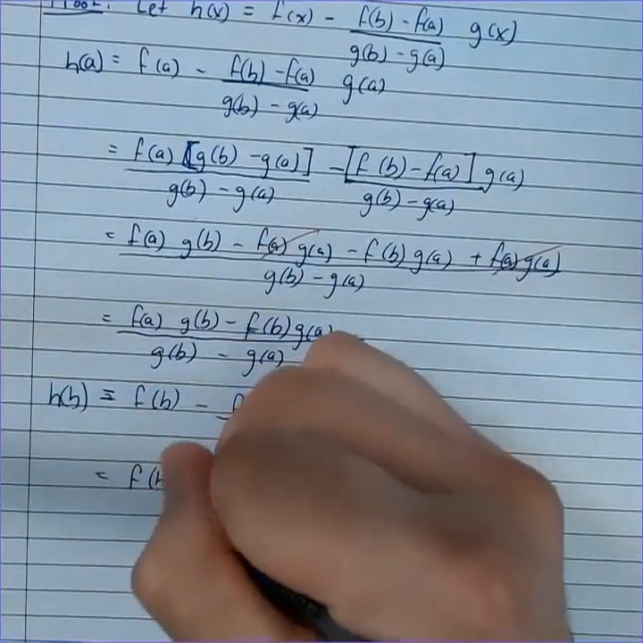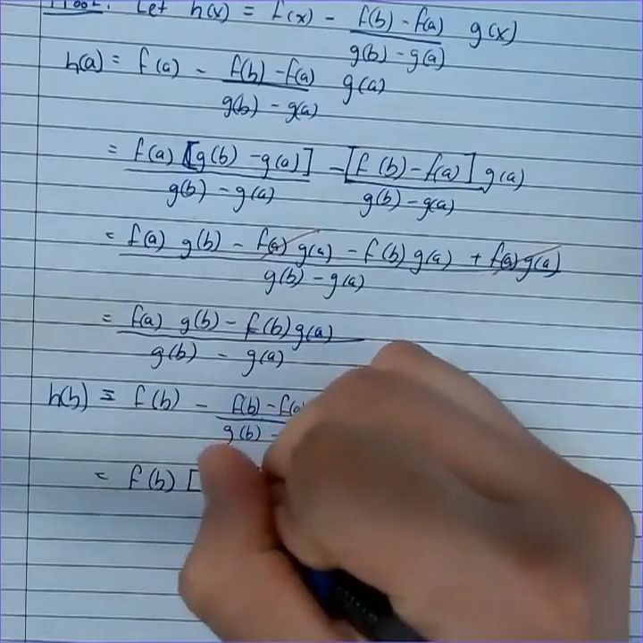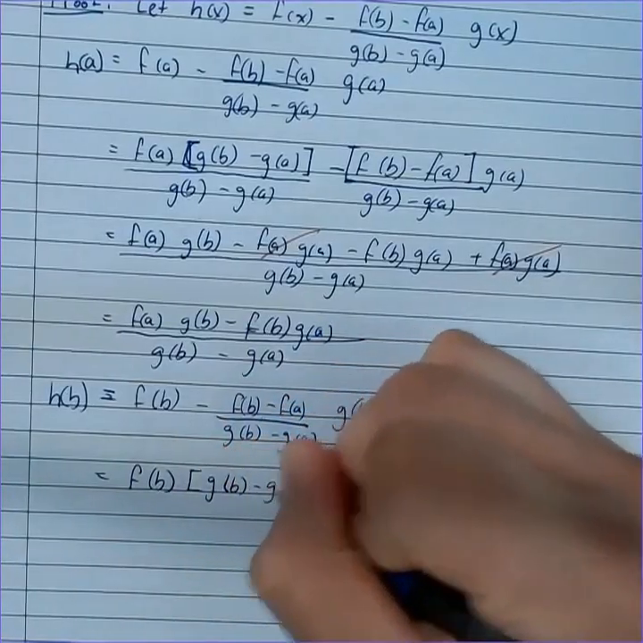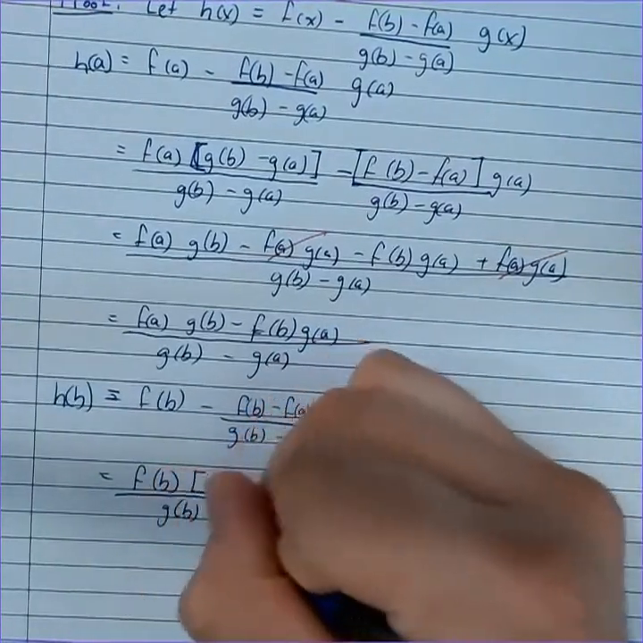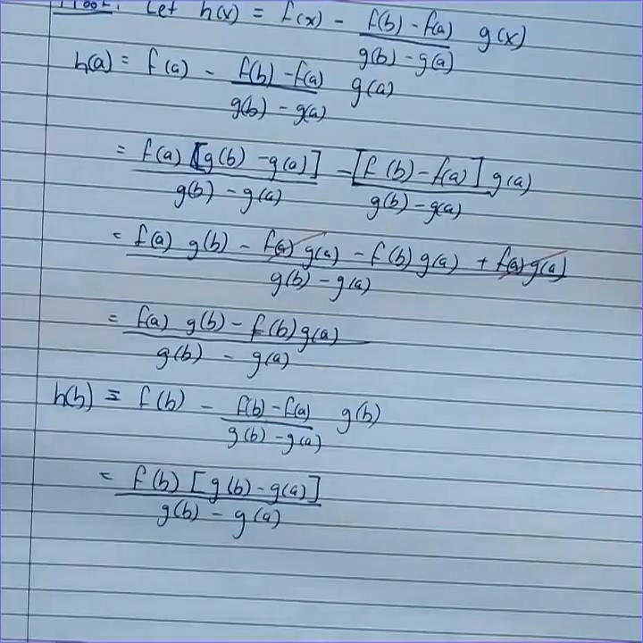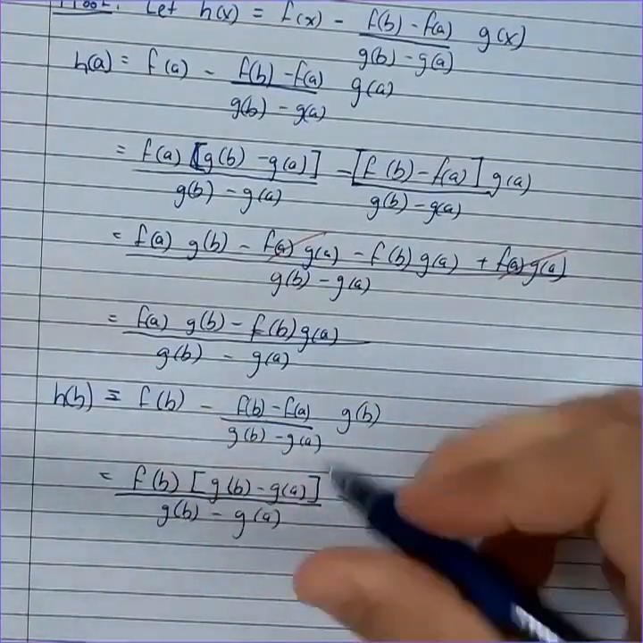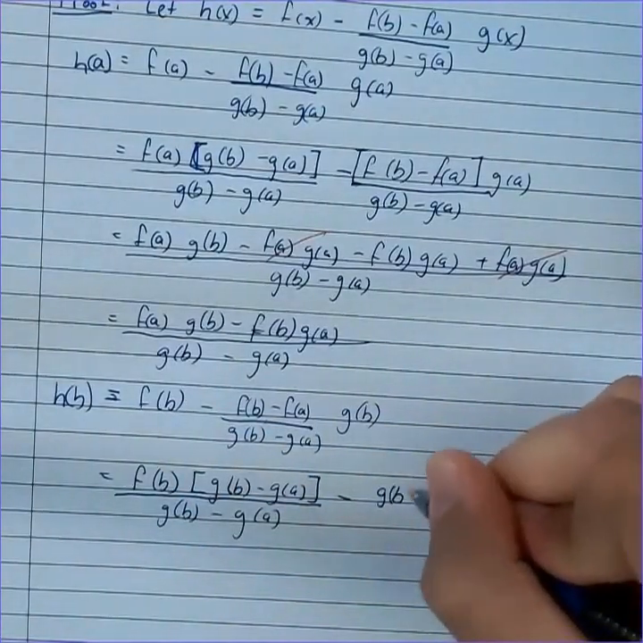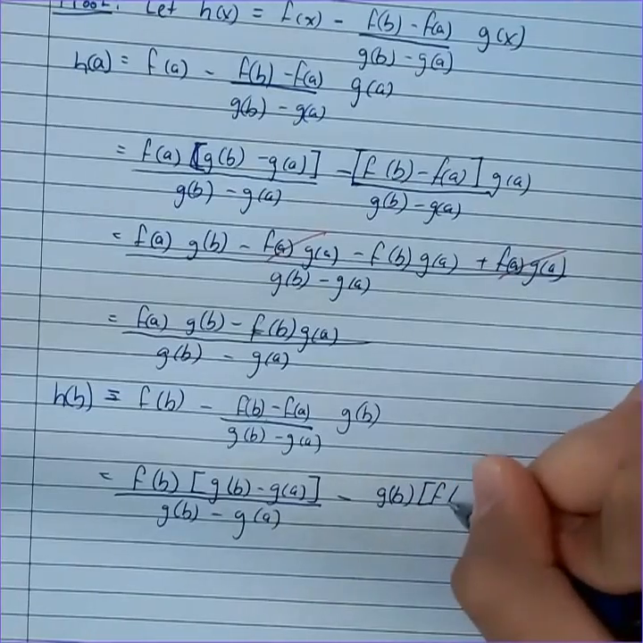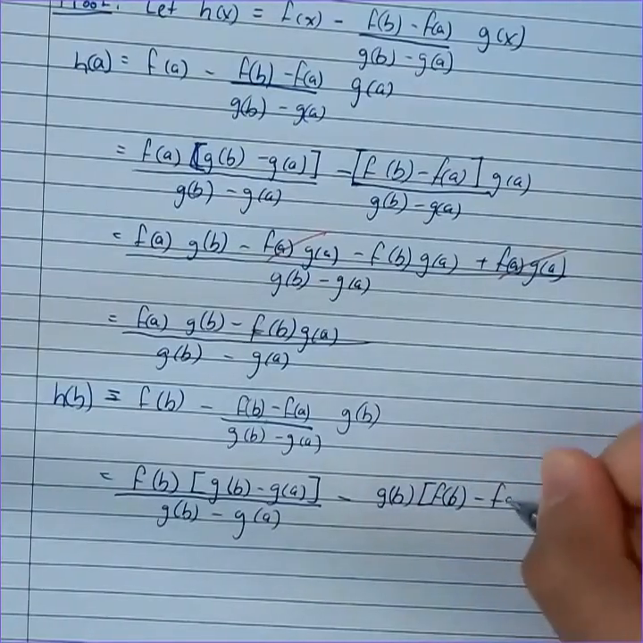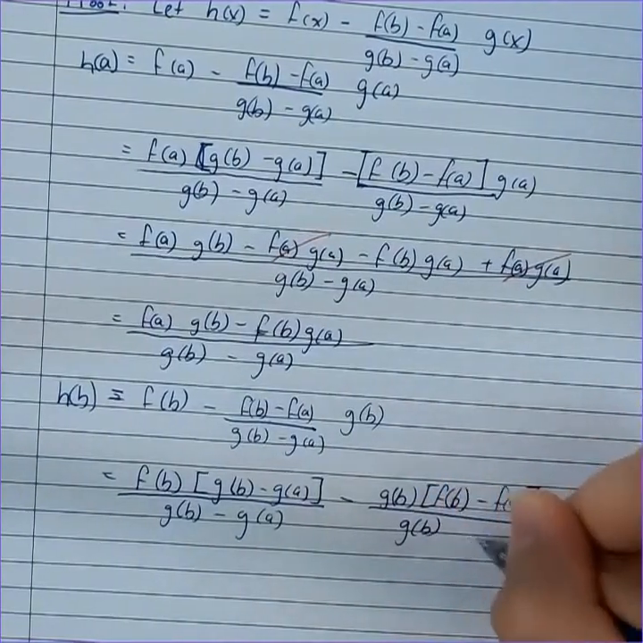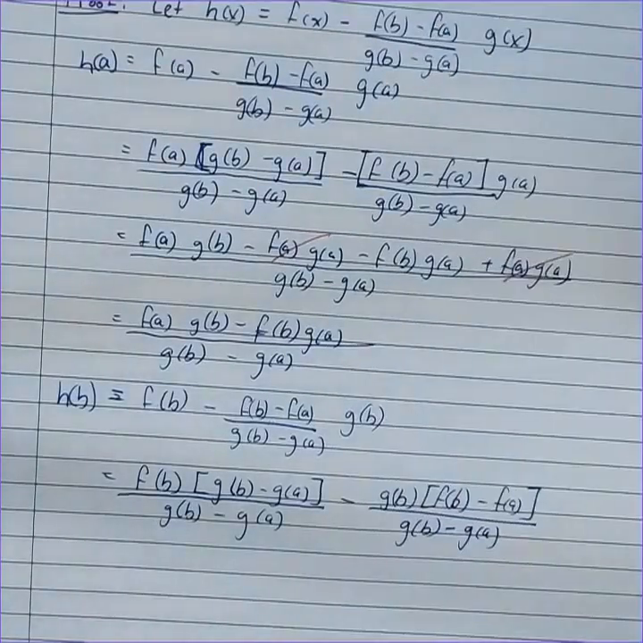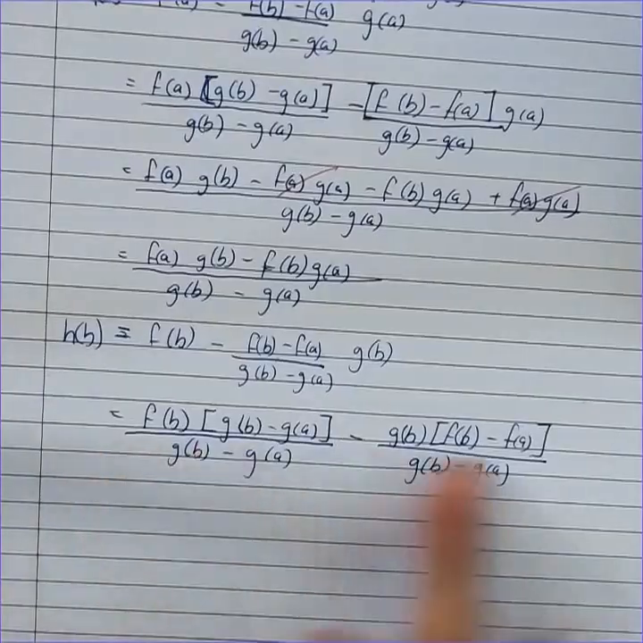That's F at B times G at B minus G at A over G at B minus G at A, minus this stuff over here. So G at B times F at B minus F at A. And now they have a common denominator, which means in the next step I can combine them. So minus G at A, like this. Okay? But now, of course, I can distribute.